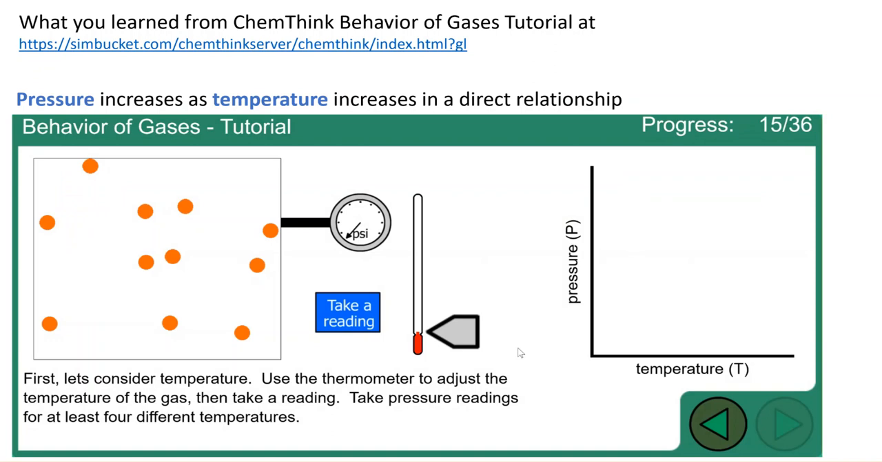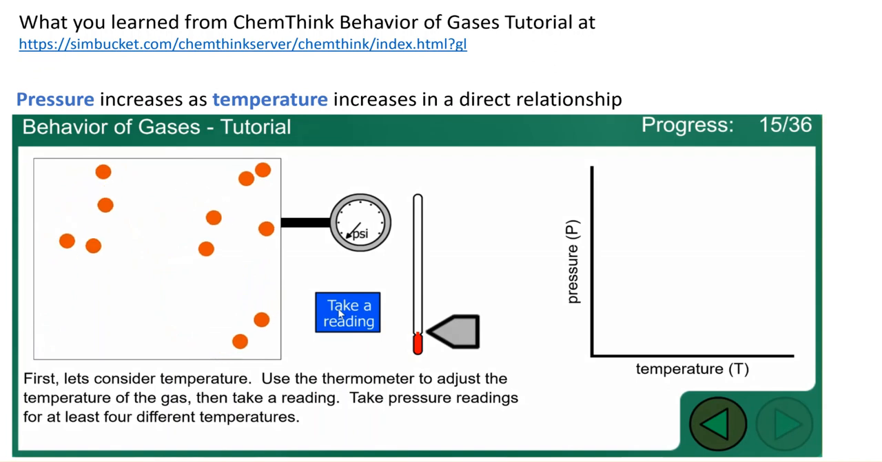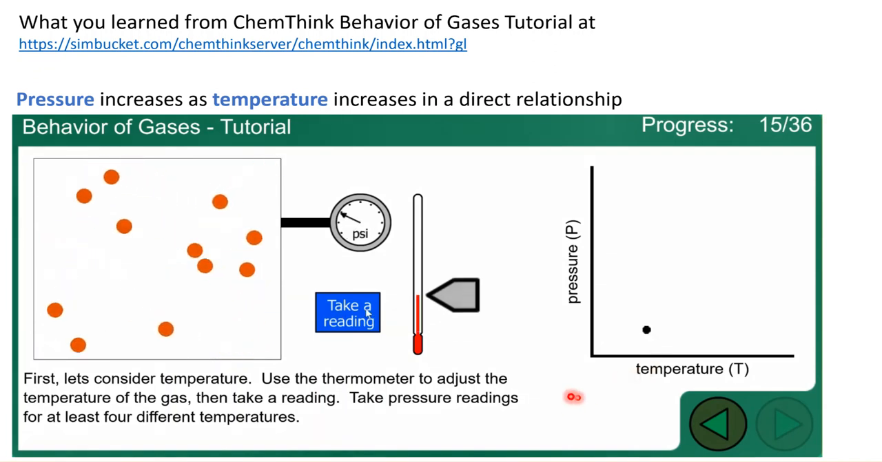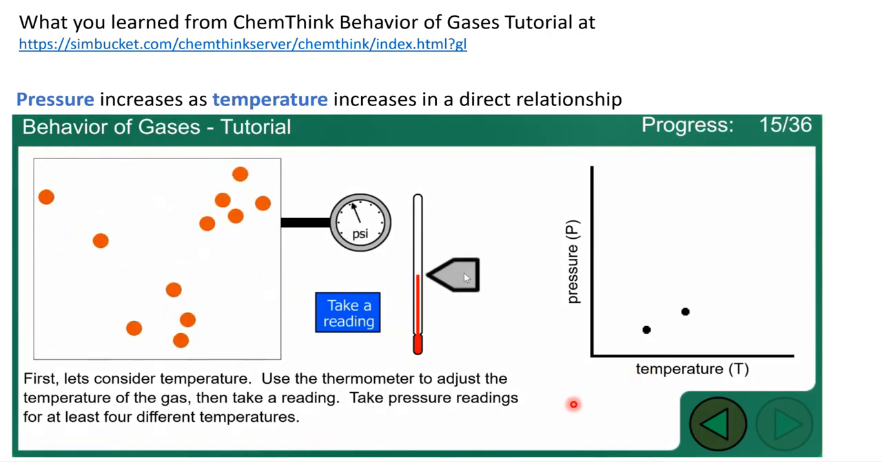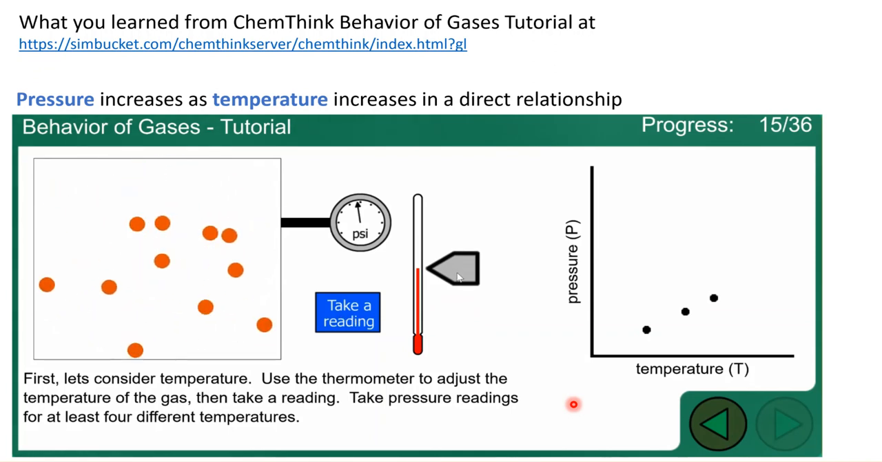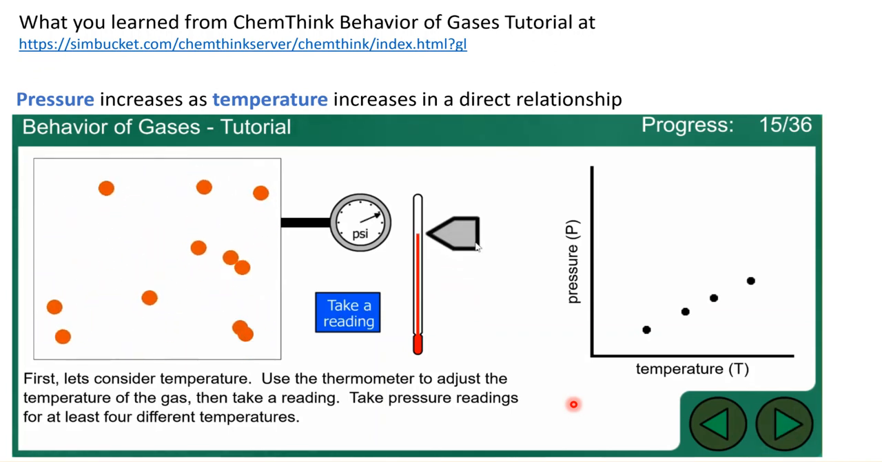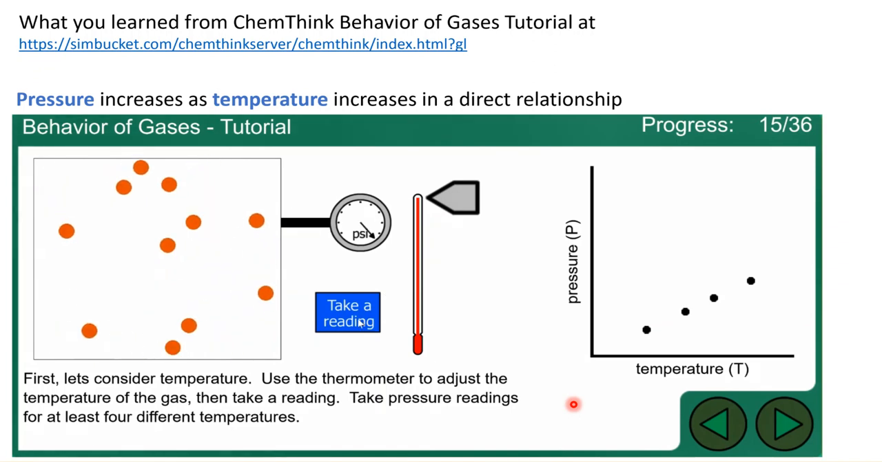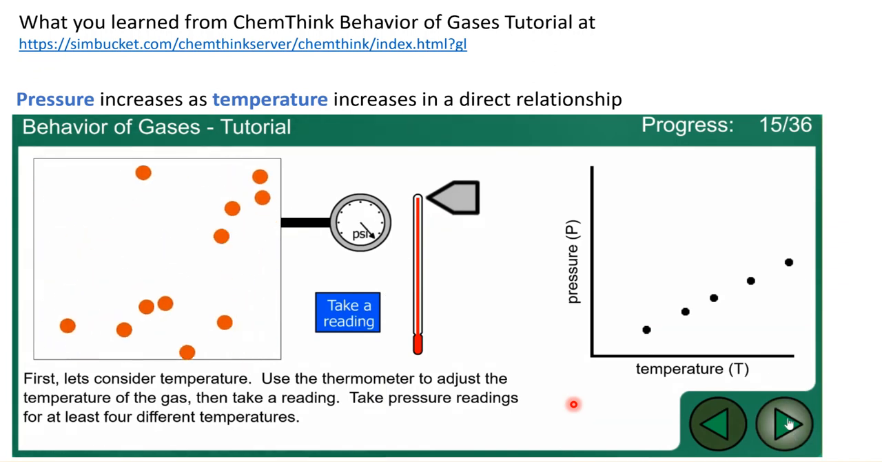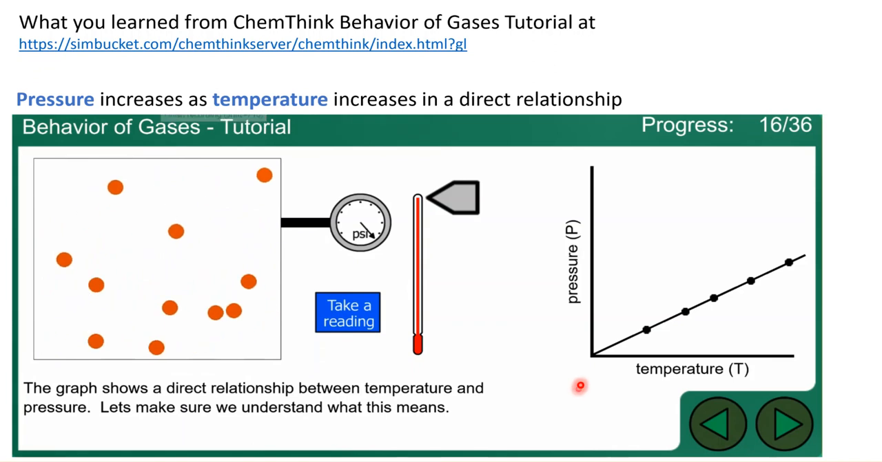You also investigated the interaction between pressure and temperature. So let me start this one up. At a low temperature, we have a low pressure, and as we increase the temperature, we can see that the pressure increases as the particles are hitting the walls with more frequency and with more force. If we graph this, we get a beautiful straight line, and it appears to go through the origin, but that only works if we use the correct temperature scale.